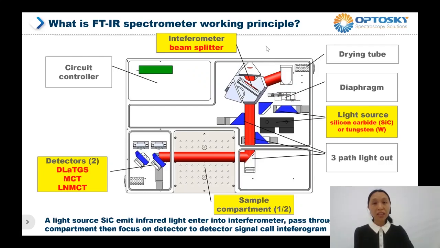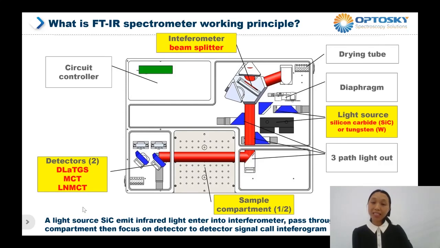After you have checked the range, you will focus on the light source. For the infrared light source, we usually use silicon carbide, SiC, or tungsten. This is the classical infrared light source, silicon carbide. You also need to know what sample compartments are needed, one or maybe two. We can customize it for you. Last but most important are the detectors. The most commonly used and high sensitivity is DLaTGS. And if you need cooling, you can choose electronic TE cooling MCT or deep cooling with liquid nitrogen MCT.